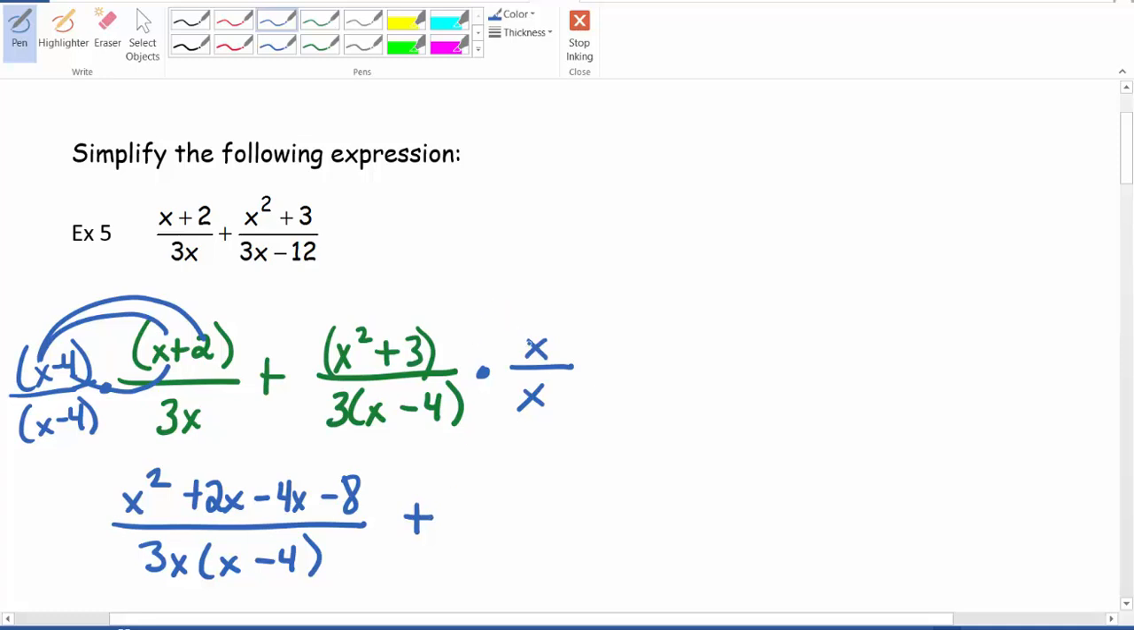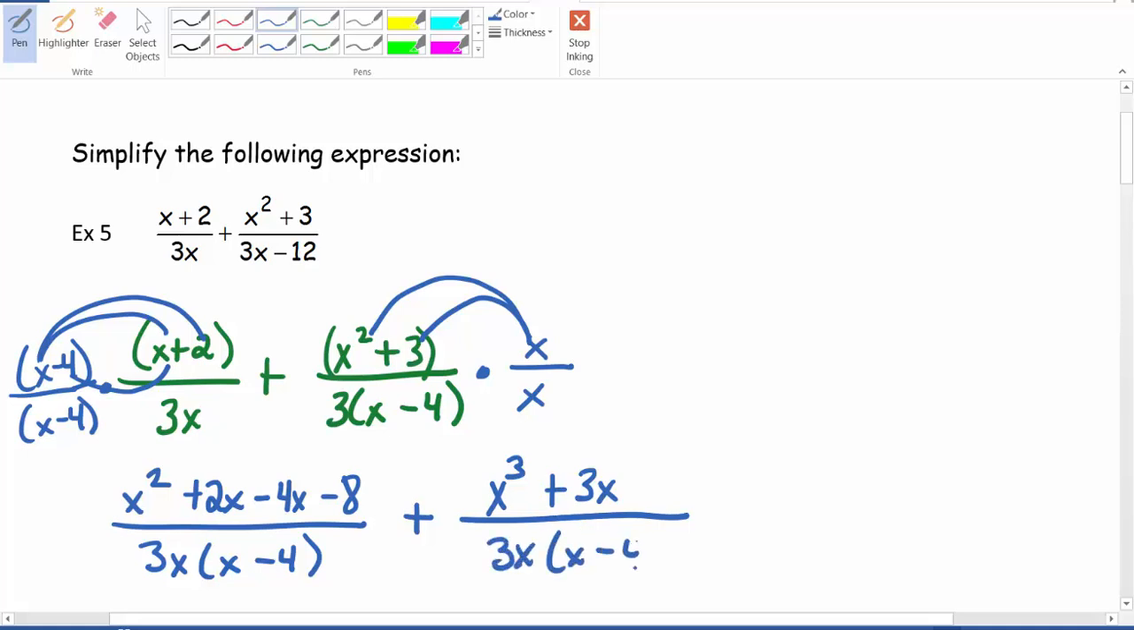plus, going ahead and distributing this x into both items, we end up with x squared times x is x cubed. 3 times our x gives us 3x. On the bottom, we have our 3x times x minus 4.